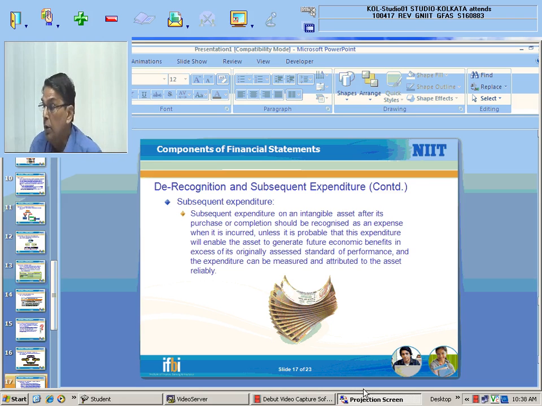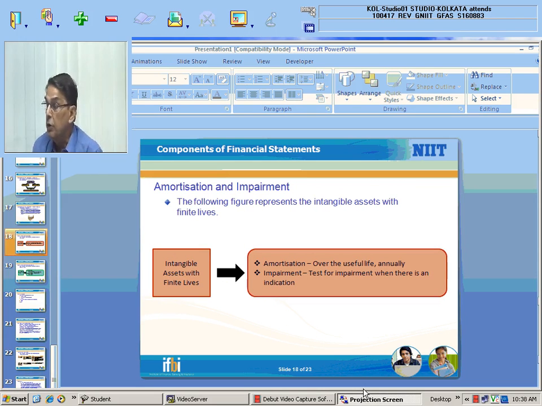Now, amortization and impairment. Amortization is the equivalent of what we call depreciation in the case of property, plant and equipment. That means instead of depreciating, you are basically amortizing, making an amortization charge so that the asset's value is recovered over its life. Now, intangible amortization only applies to intangible assets with finite lives.